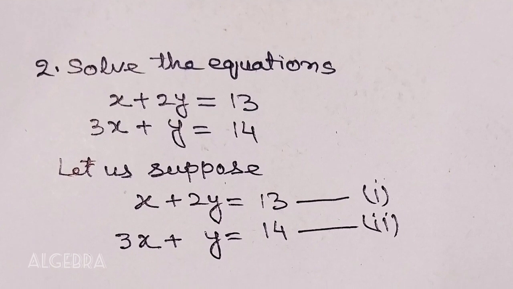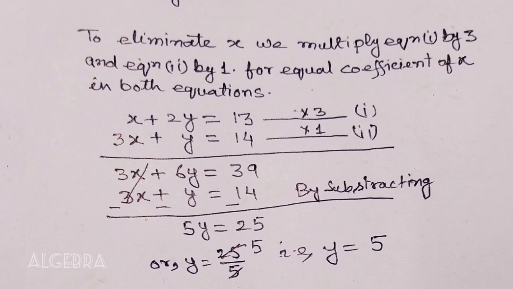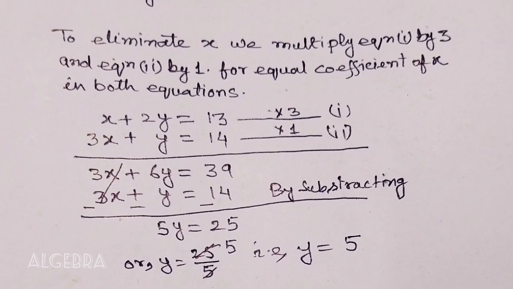x plus 2y is equal to 13 and 3x plus y is equal to 14. Let us suppose x plus 2y is equal to 13, equation 1, and 3x plus y is equal to 14, equation 2. To eliminate x, we multiply equation 1 by 3 and equation 2 by 1 for equal coefficient of x in both equations.